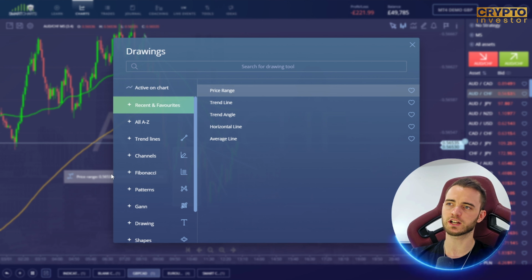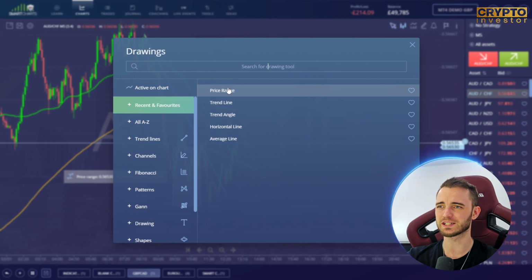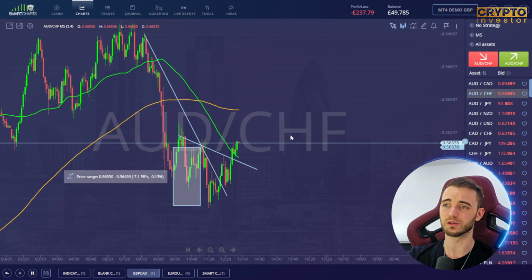One thing I love about Smartcharts, by the way, guys, is they just show you the recent ones you've used, and they're just going to show up there. So if you want a trend line, you want a price range, it's very, very easy to get it. You don't have to type in every time like you would do with TradingView.